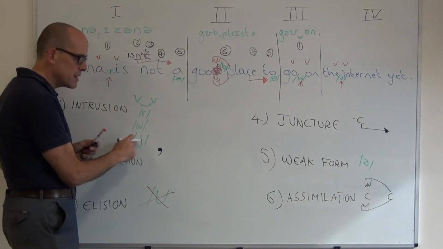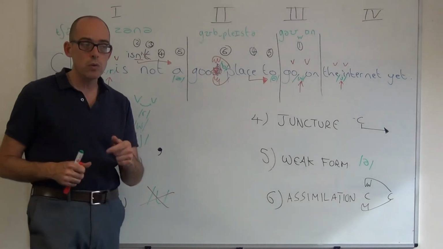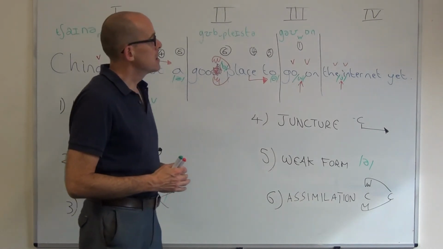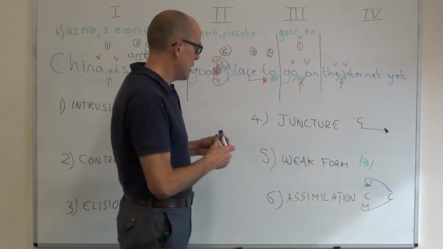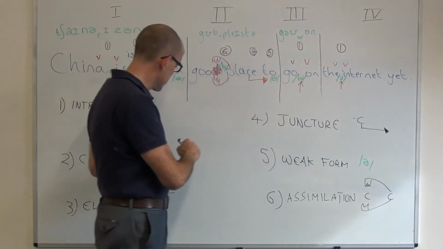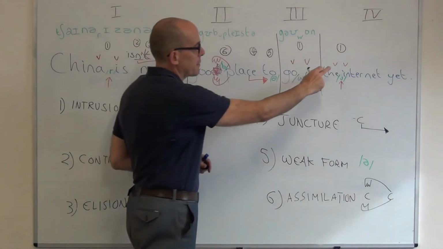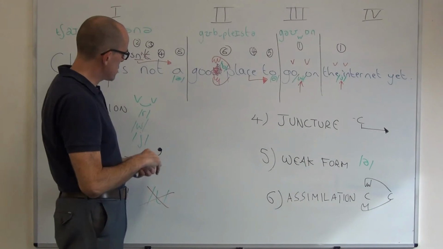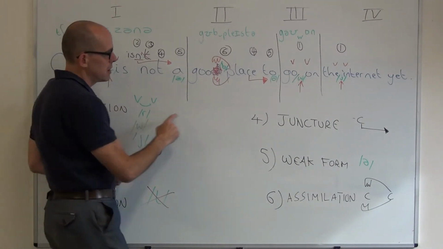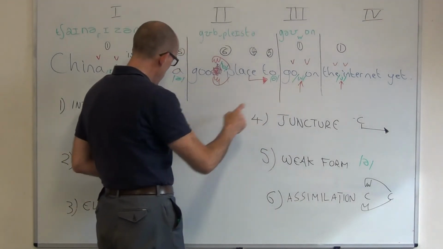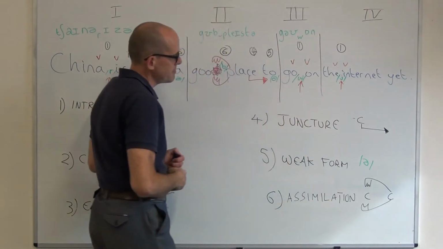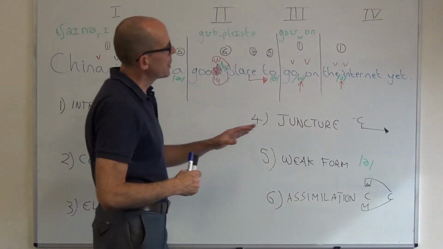Y. This is the sound in you, or yes, or yellow. So, here we have the third example of intrusion. When we connect vowels together, we can use r, like China is. We can use w, like go on. Or we can use y, like the internet.